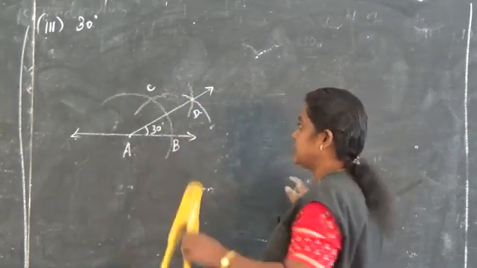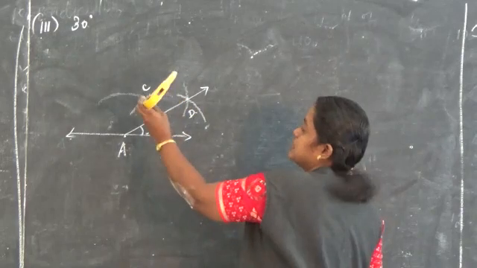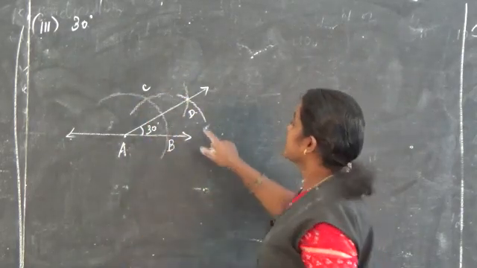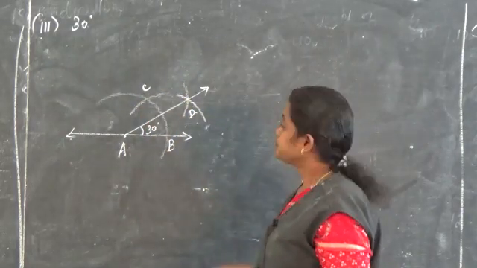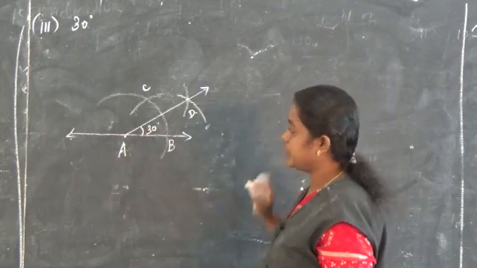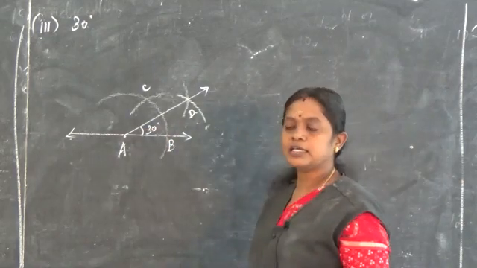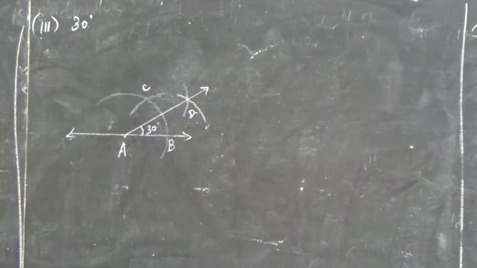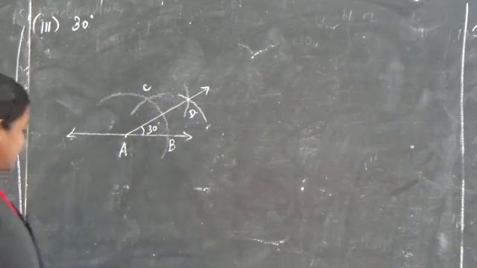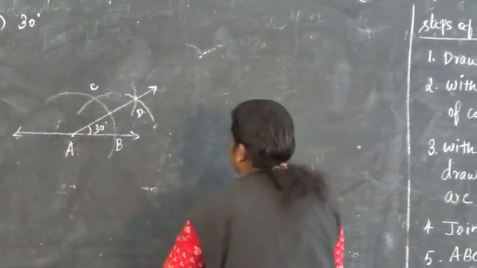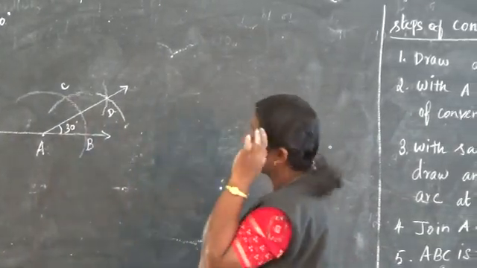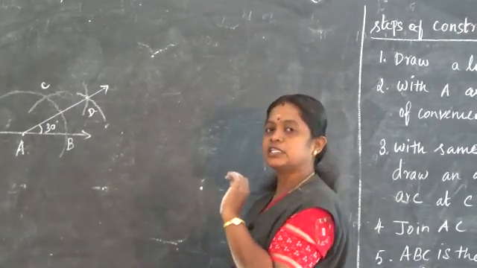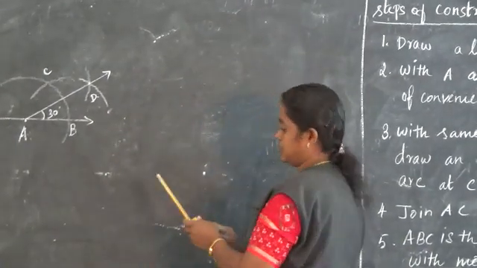Now B as a center, draw one arc, C as a center, draw one arc, it cuts at D. Now join AD, AD is a 30 degree angle. What is the fourth one given to us? The fourth one is 90 degree. How to draw 90 degree? This also you can use your protractor, check it, definitely it comes 30 degree.